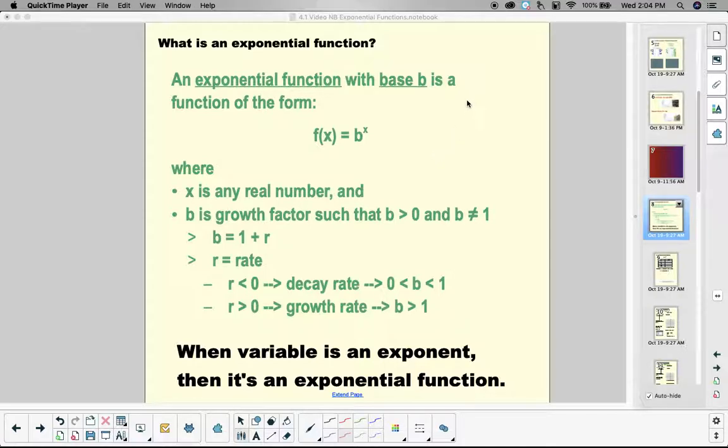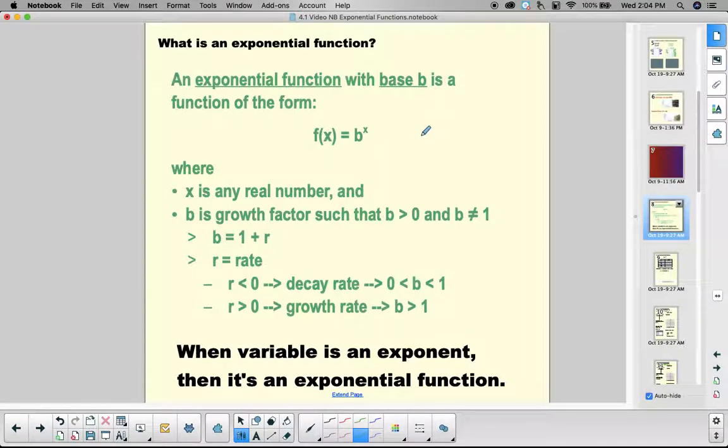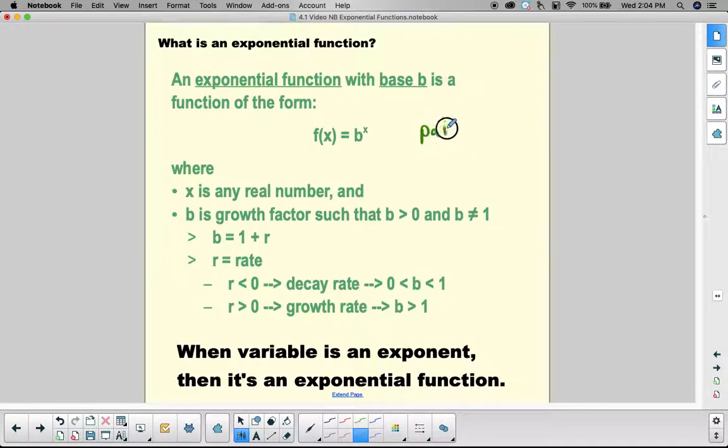So an exponential function is a function that exhibits geometric growth, which we call exponential growth. An exponential function is defined as f of x is equal to b to the power of x. This is the parent function, the parent exponential function.